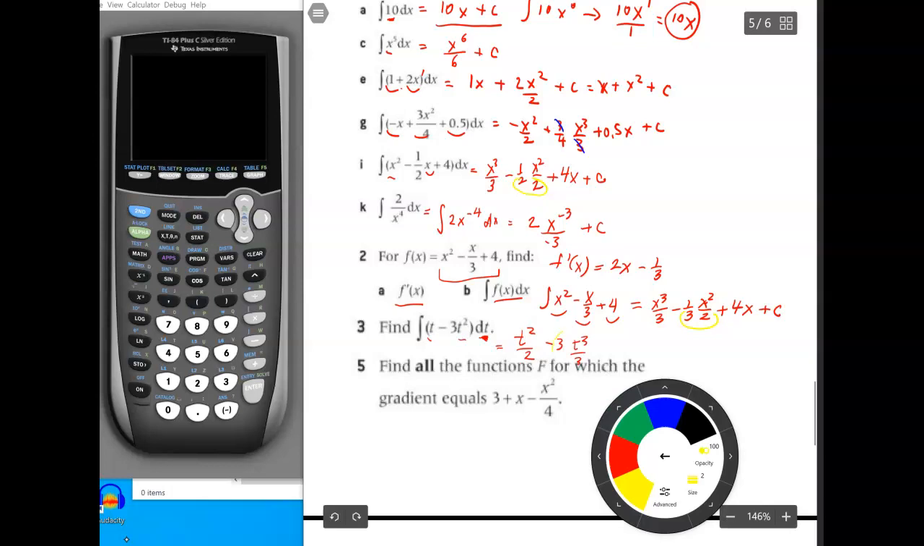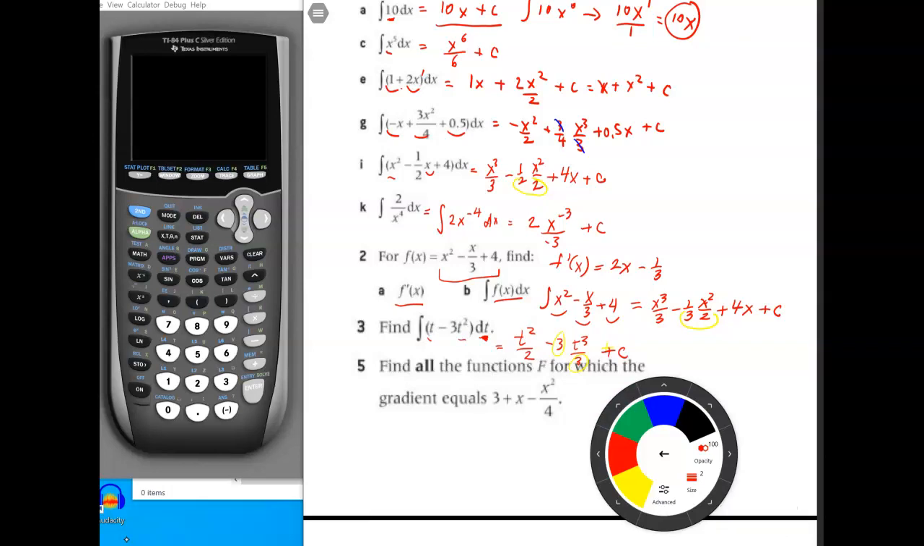And then you can see that this 3 on top and this 3 on the bottom, they can cancel out, and the answer would just be t cubed. And then finally, we would put plus c at the end. Okay, so that's the integral of t minus 3t squared. It would be t squared divided by 2 minus t cubed plus c.